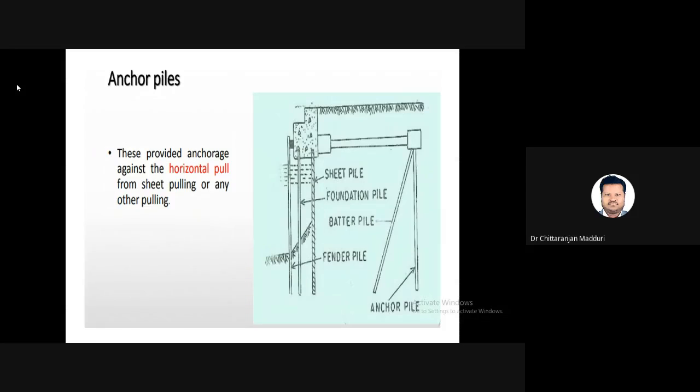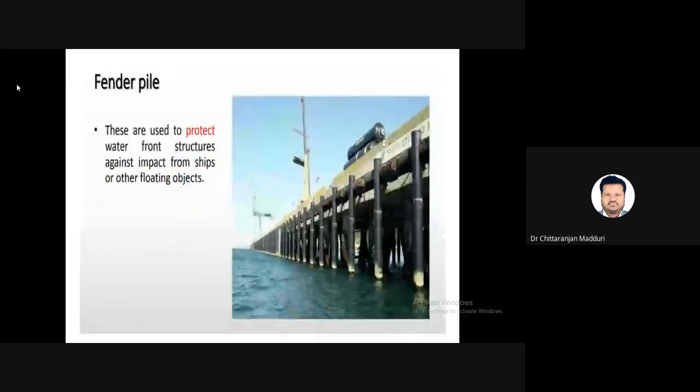Anchor piles. These provide anchorage against the horizontal pull from sheet piling or any other pulling. Anchor piles anchor the ships or any other structures. Fender piles. These are used to protect waterfront structures against impact from ships or other floating objects. If these piles are not there, what will happen? The ships may come directly in contact with the structure, so that the structure may be damaged.